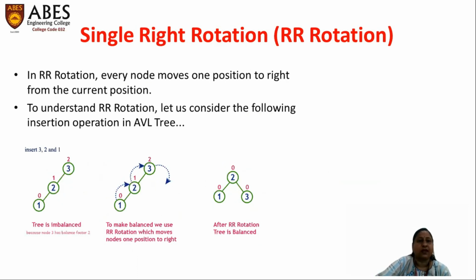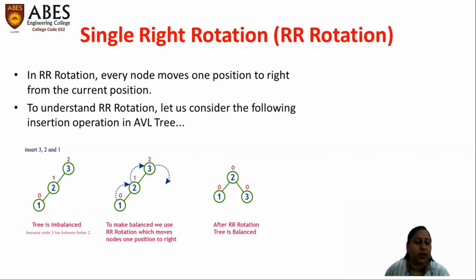Now let's see what is right rotation. Here again we look directly at the diagram. Here we are going to move every node to its right, not to its left. In the left rotation we move to the left, but in the right rotation we move to the right. Now here, we have the node 3. We are inserting node 2.